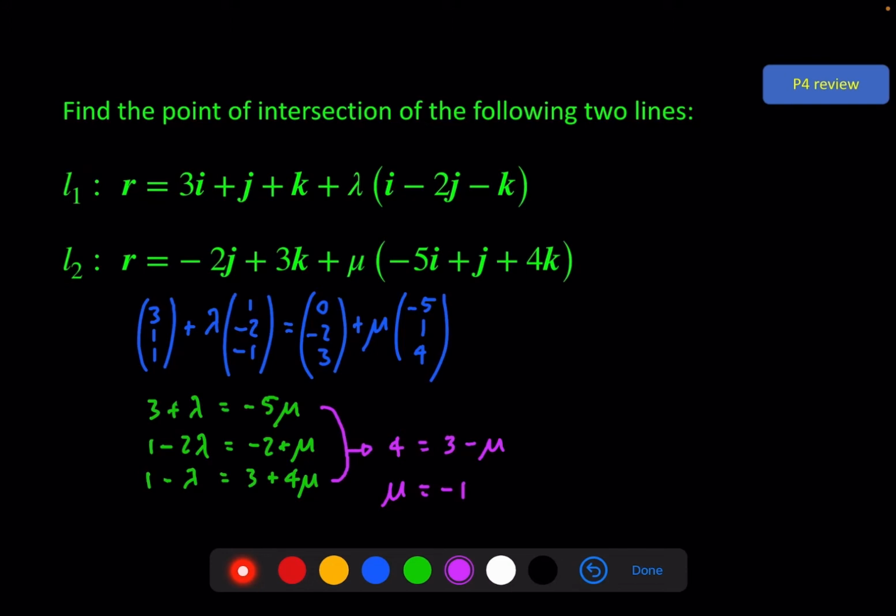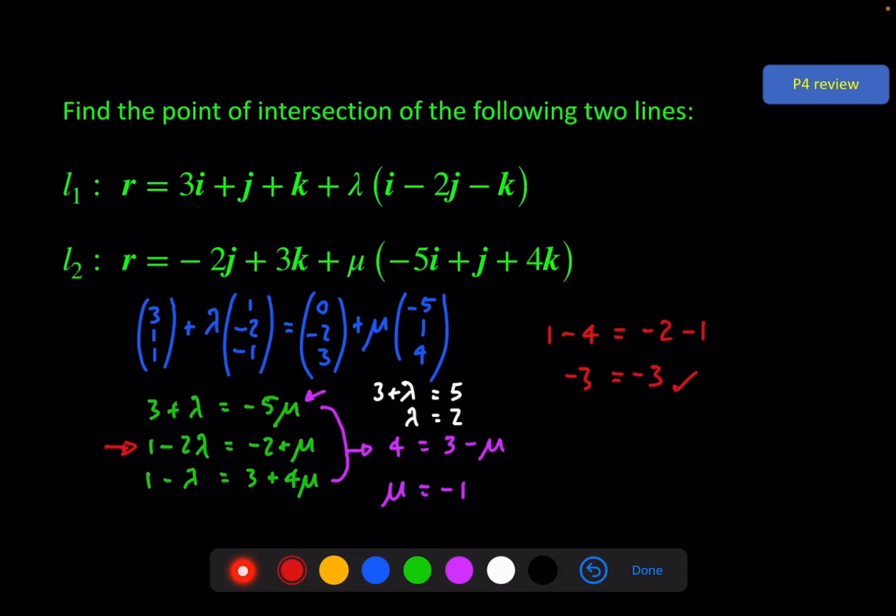And then if I put it back into one of these, I'm going to put it back into this one here, and that will give me 3 plus lambda must equal 5, so lambda equals 2. And then I must check that they both agree in the third equation as well. Even though I don't need to use that to find them, I must check it agrees. So 2 times lambda gives me a 4, and -2 plus mu, which is -1, I have -3 equals -3, so I have verified that this is correct.